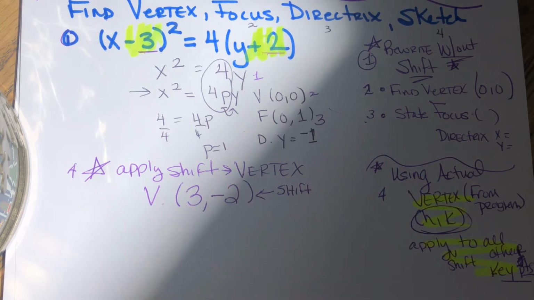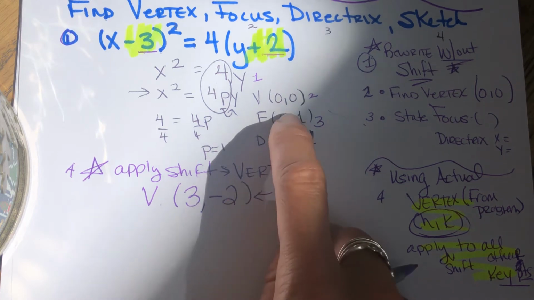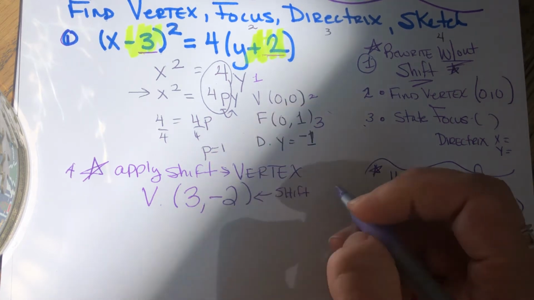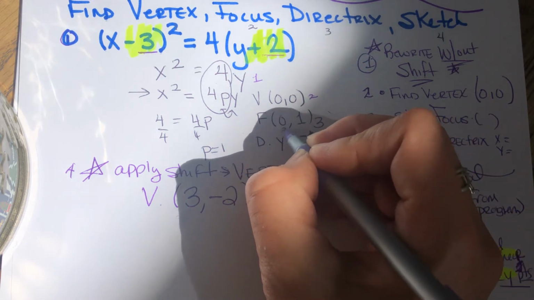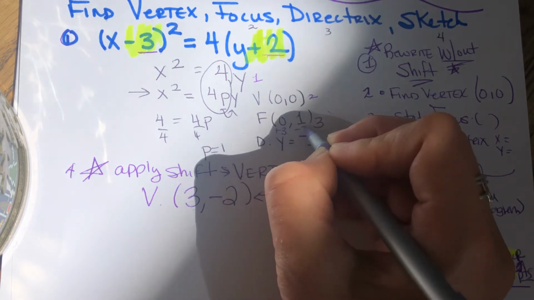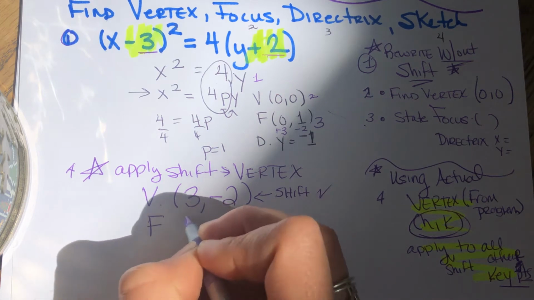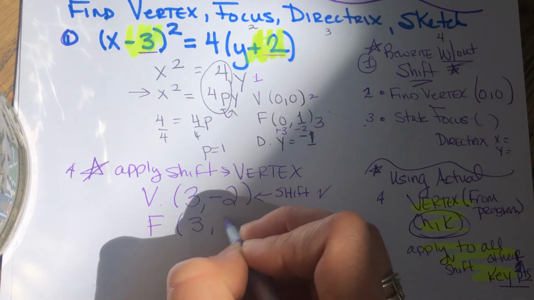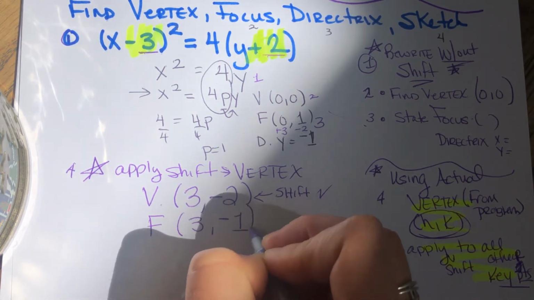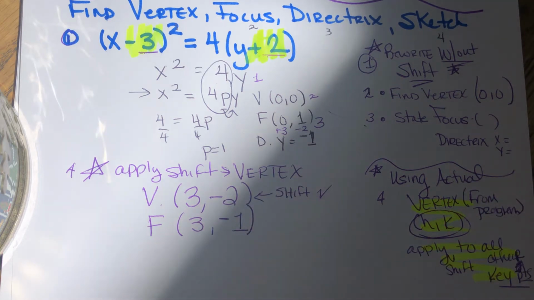So if you're like, well, what do you mean? Well, this value you're applying, think about it. This is the value you're applying to everybody. +3, -2, check. So we want a +3, -2. So what's my focus? Your focus is 3, -1. Done.